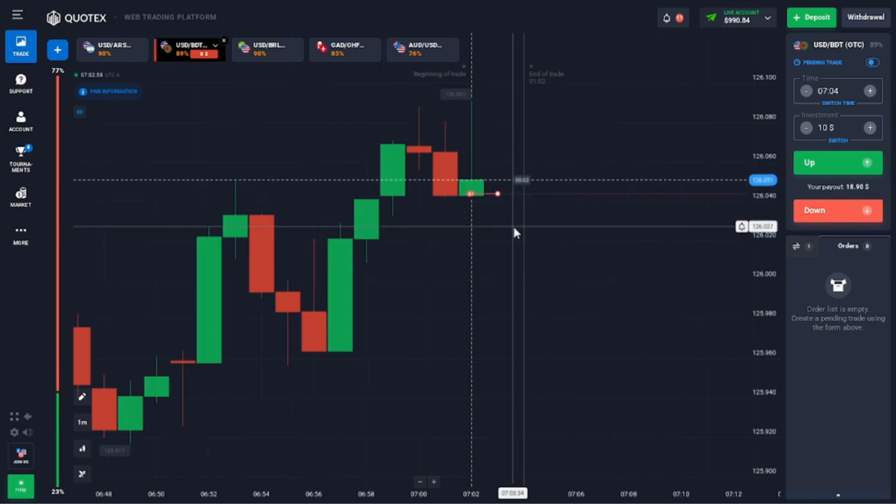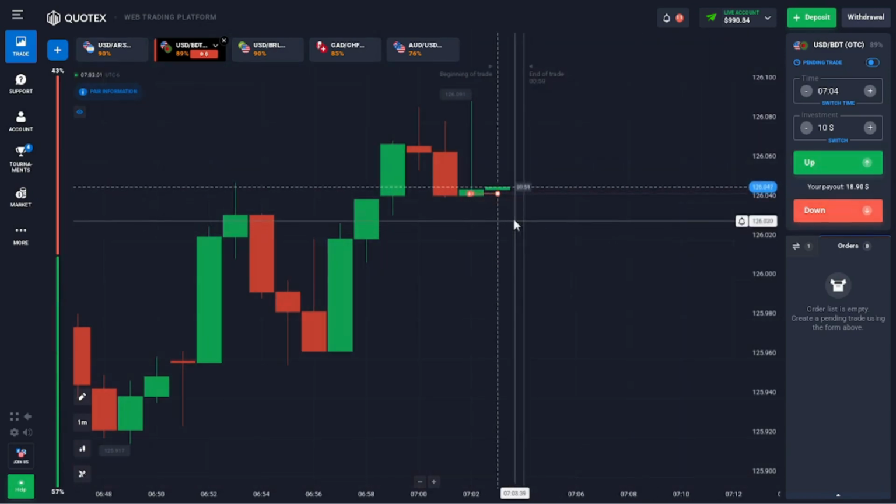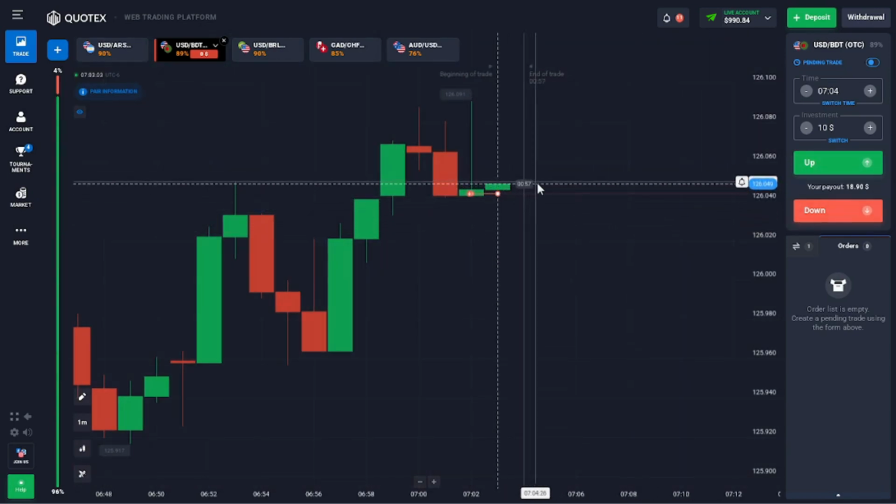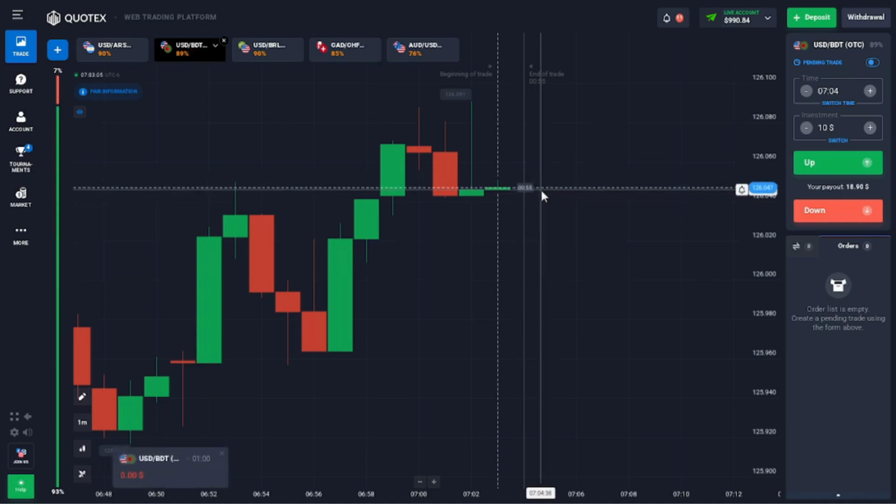Here our trade has lost, so I will wait a little and analyze the market for the next trade, so that the next trade can be my win and the loss can also be recovered.